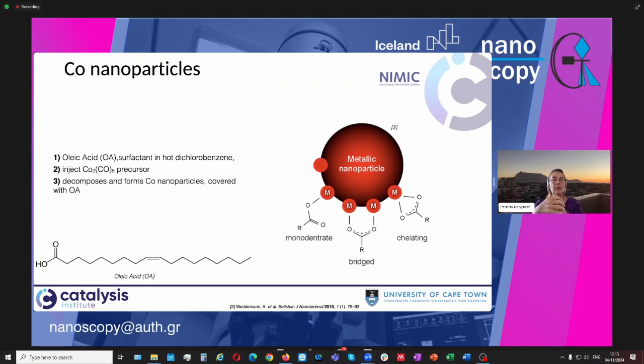So they are prepared using oleic acid and a surfactant in heated dichlorobenzene. So it's heated to the reaction temperature, and then the cobalt precursor is injected. This is called the hot injection method. And because the reaction mixture is already hot, the cobalt metal nanoparticles are formed practically instantaneously, which means that you form very, very small metal nanoparticles.